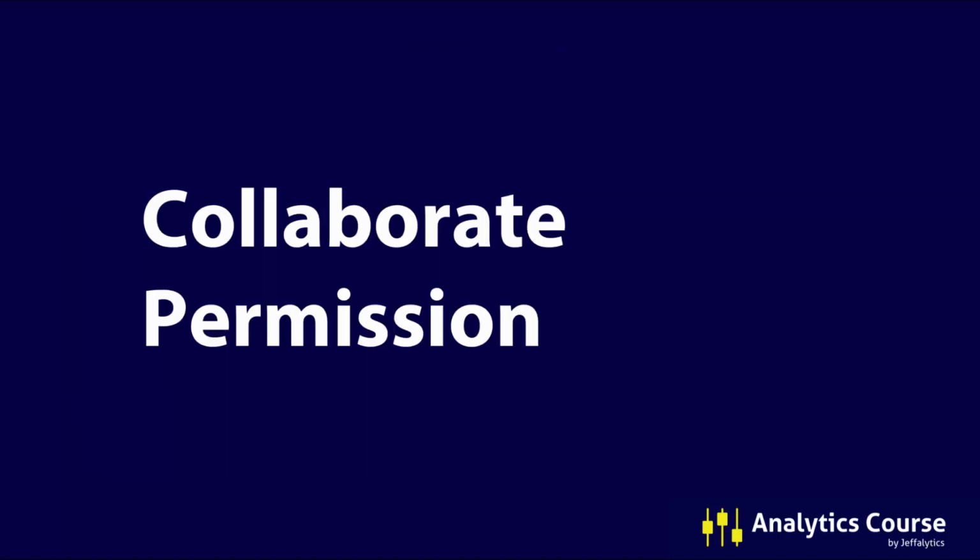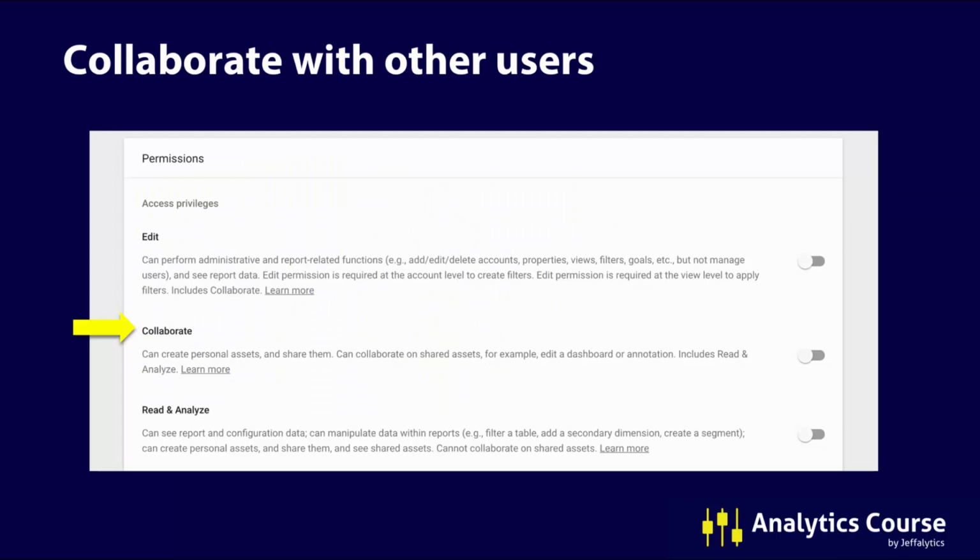The next level we have is called Collaborate permission. Now, Collaborate permission is pretty much the same as Read and Analyze. It just allows you to make changes to shared assets. So you can collaborate, edit, and annotate Google Analytics, and you can tell people exactly what you see in the data. So this is somebody who's an analyst but doesn't really have the technical chops necessary to really configure Google Analytics. They would have Collaborate permission so they can collaborate with the team, but they can't really make any crazy changes.